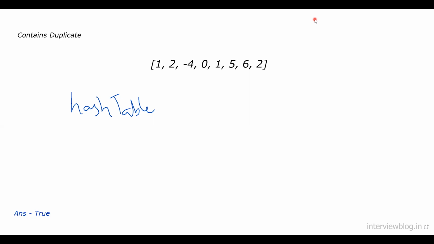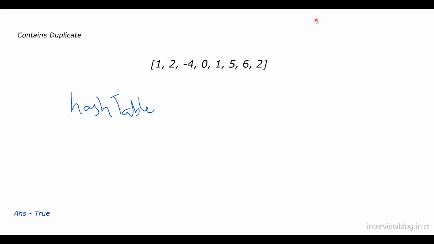If the element is not present in my hash table, then I'll be adding that particular element to my hash table. But if the element is present in my hash table, then it means that we have already encountered the same element before in our input array, and hence we have added that element to the hash table. And now we are encountering the same element again. So our array contains a duplicate, and hence we would be returning true.